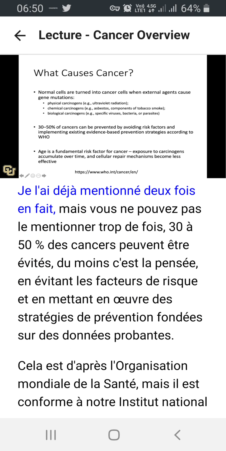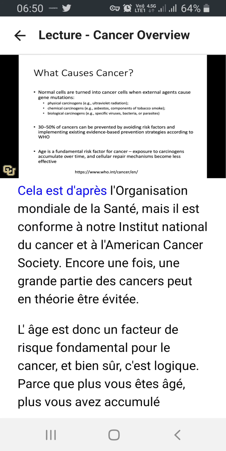And I mentioned this already twice, actually, but you can't really mention it too many times. 30 to 50% of cancers can be prevented, at least that's the thinking, by avoiding risk factors and by implementing evidence-based prevention strategies. And this is according to the World Health Organization, but consistent with our National Cancer Institute and American Cancer Society too. Again, some large portion of cancers can, in theory, be preventable.